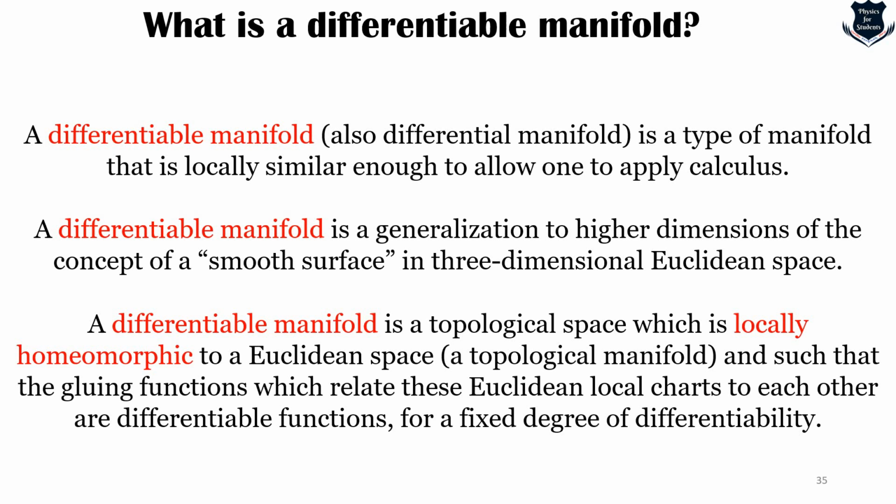A differentiable manifold is a type of manifold that is locally similar enough to apply calculus. It is a generalization to higher-dimensional concepts, and a differentiable manifold is a topological space which is locally homeomorphic to Euclidean space. So I'm not reading line by line, but you can pause and take note of what a differentiable manifold is. I'm just going more into explaining it in a visual manner.